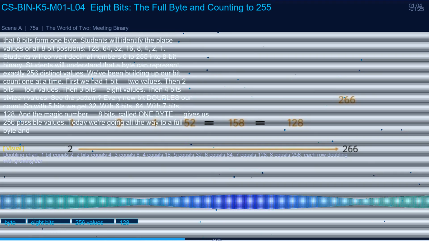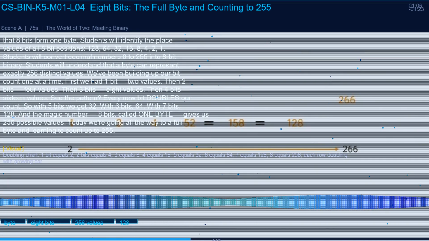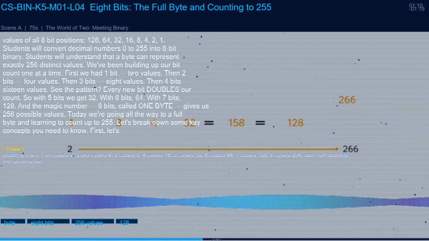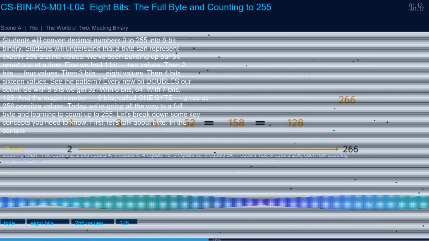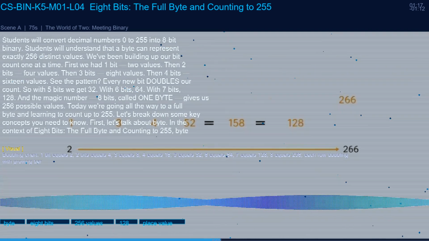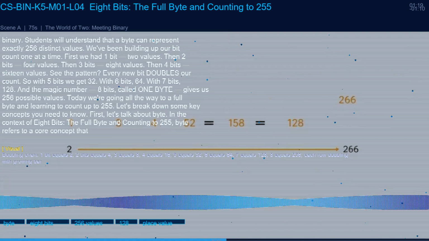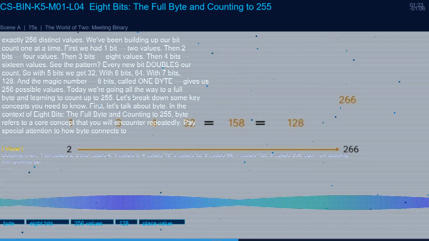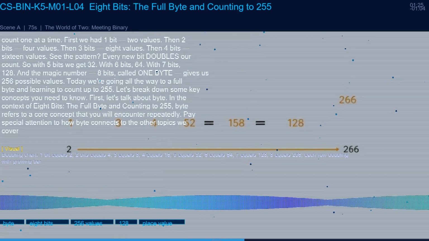So with 5 bits we get 32. With 6 bits, 64. With 7 bits, 128. And the magic number, 8 bits, called 1 byte, gives us 256 possible values. Today we're going all the way to a full byte and learning to count up to 255.